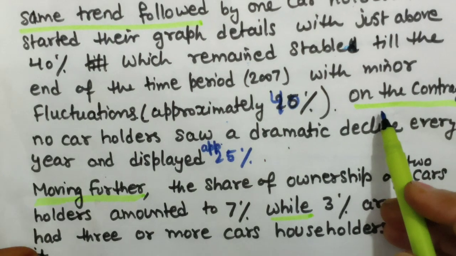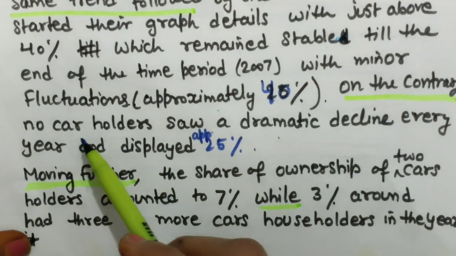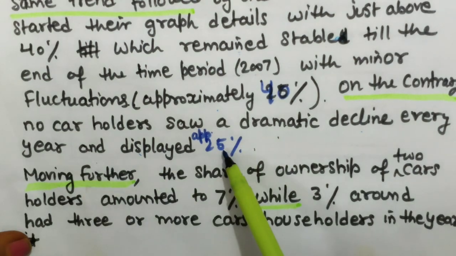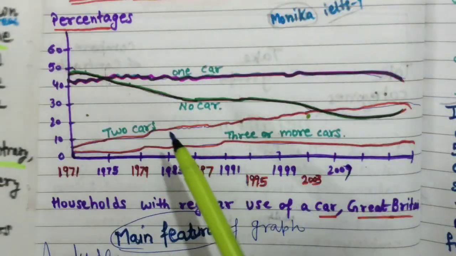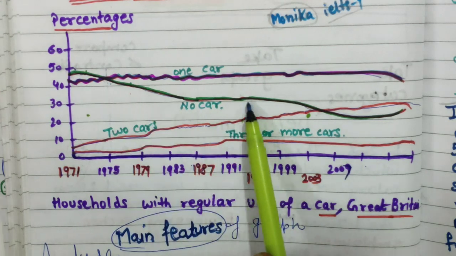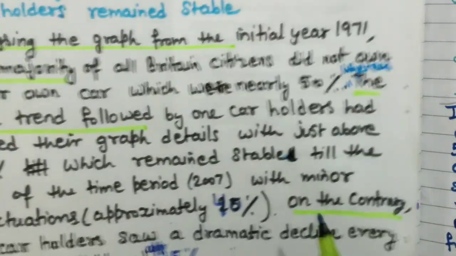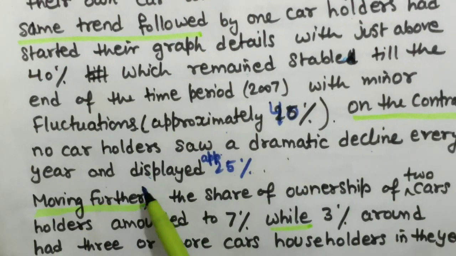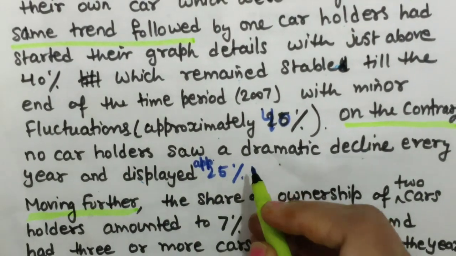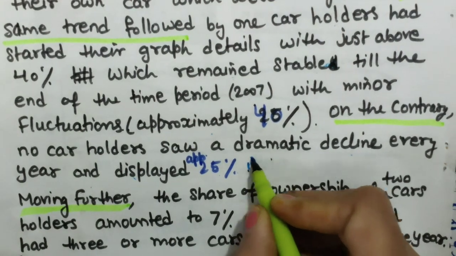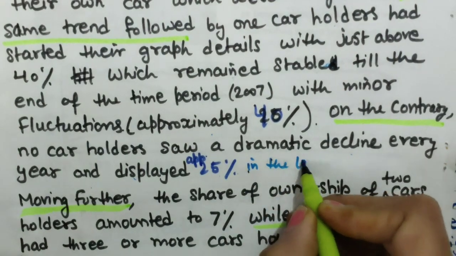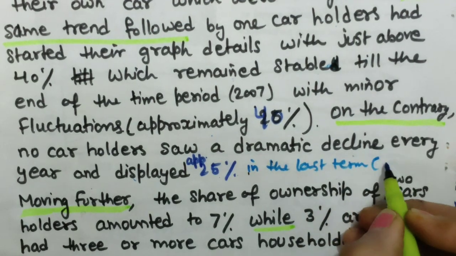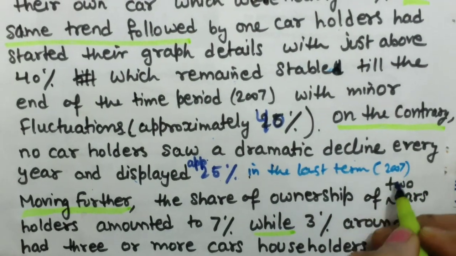On the contrary, now next line. On the contrary, no car holders saw a dramatic decline every year and displayed approximately 25% in the last term. No car holders, this is no car holders. Okay, in brackets you can write 2007.